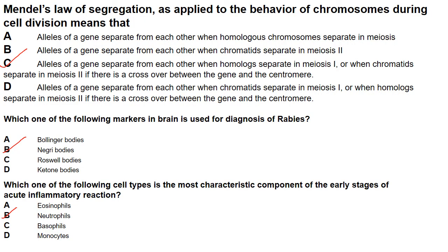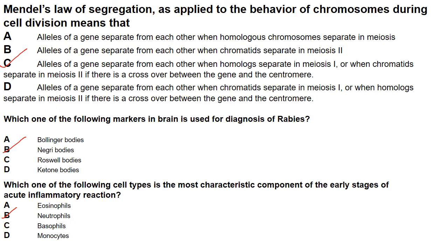Then Mendel's law of segregation as applied to the behavior of chromosomes during cell division means that alleles of a gene separate from each other when homologs separate in meiosis 1 or when chromatids separate in meiosis 2 if there is a crossover between gene and the centromere. Answer is option C. Then next one. Which one of the following markers in the brain is used for diagnosis of rabies? That is Negri bodies. Answer is B.